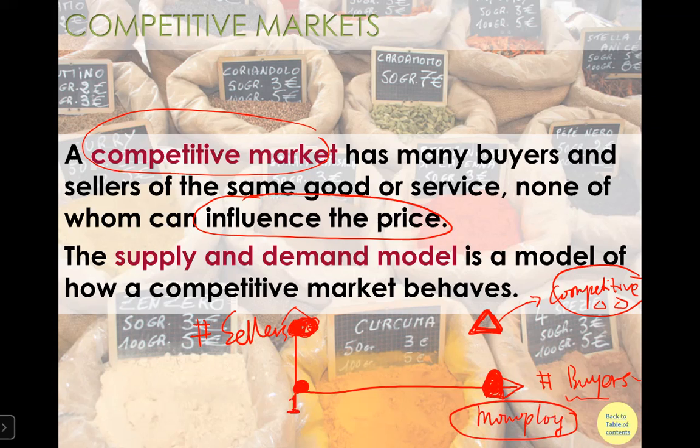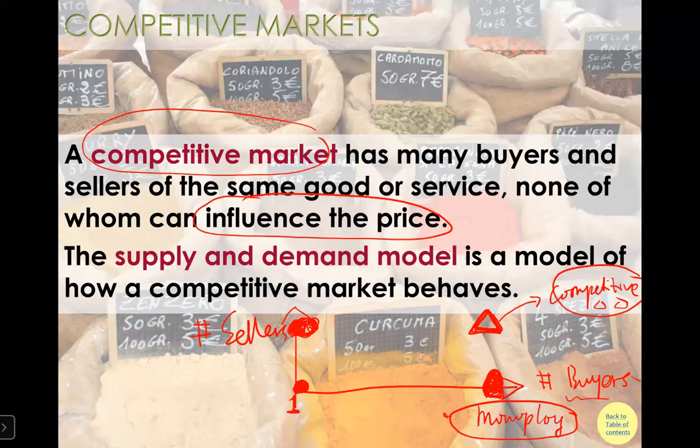a few sellers, in some sense, can have a strong influence over the price. But in a competitive market, because we have so many sellers, no one has the ability to influence the price. Right? So now we go to the other extreme. You have 1 or very few buyers, but you have many sellers.